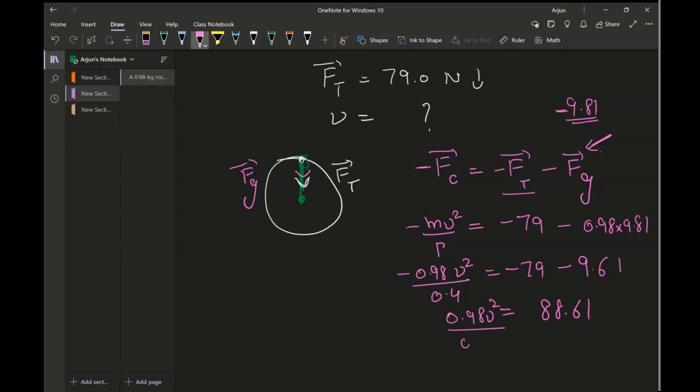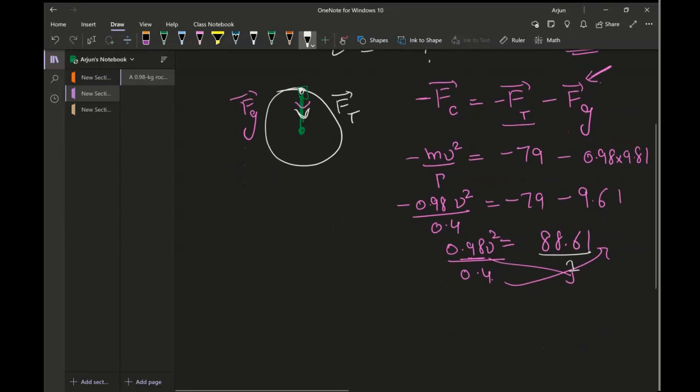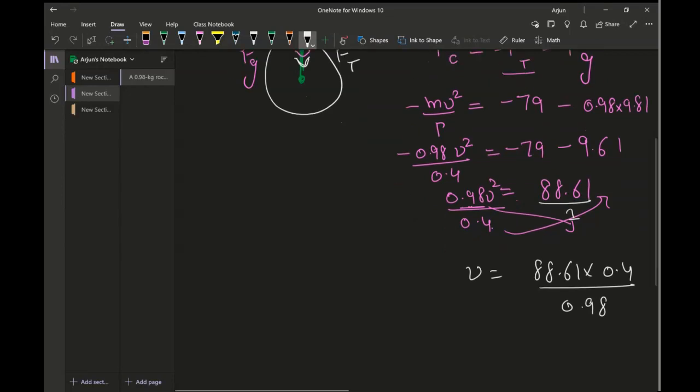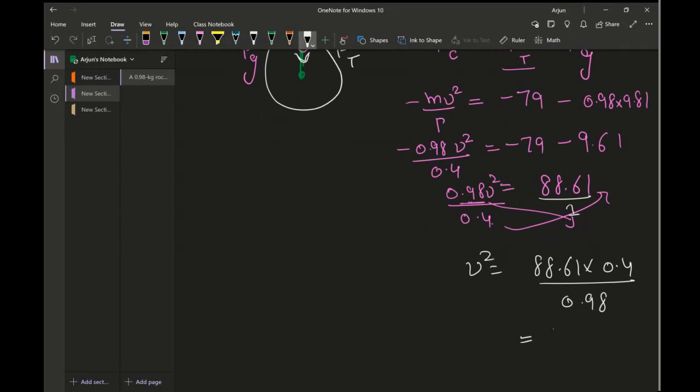Let me first of all write down 0.4. This cross multiplies here, and then 0.98 will go down here, and I'll place the 1 so that you can actually understand. And now v square will be equal to 88.61 multiplied by 0.4 divided by 0.98, which will be 36.16. So v square is 36.16, and v is the square root of 36.16.